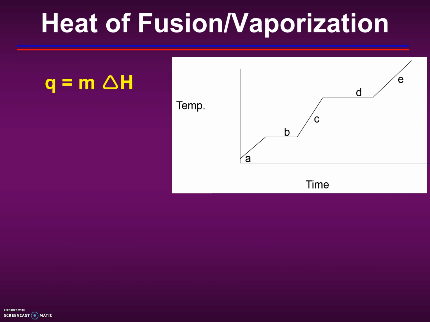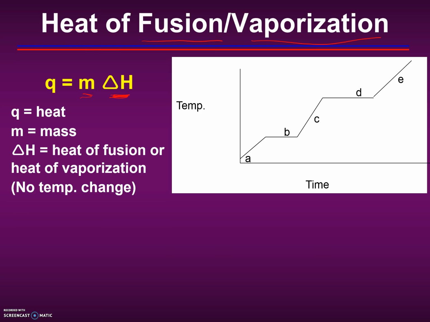Here's our equation. Q is equal to M, which is our mass, and delta H. H is enthalpy, but we use that symbol to mean our heat of fusion or our heat of vaporization. Q equals heat, M equals mass, and delta H is the heat of fusion or the heat of vaporization. There's no temperature change in these problems. So that's one of your signals. When I ask you to solve for how much heat it takes and there's no temperature change and you're stuck, this is what you need to think about.